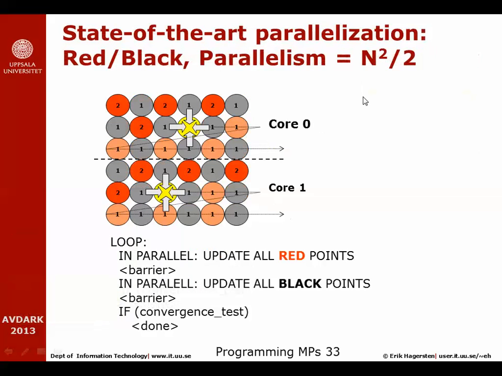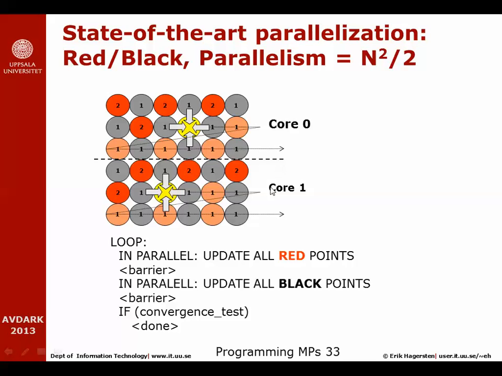The way we can leverage this is that it's trivial to parallelize this algorithm. Since we don't have any dependencies between the red updates while we do the red updates, all the entries in the matrix can be updated in parallel. What I'm showing here is just a parallelization of 2, where we divide the work between core 0 and core 1. And the way you do that is in parallel, update all red points, and then you have a barrier to make sure that everybody's done with that, and then in parallel, update all black points.